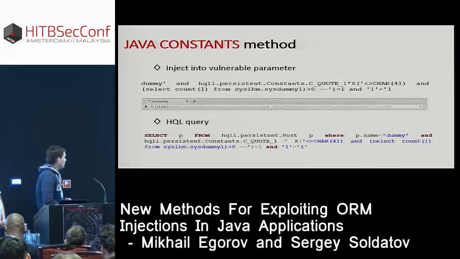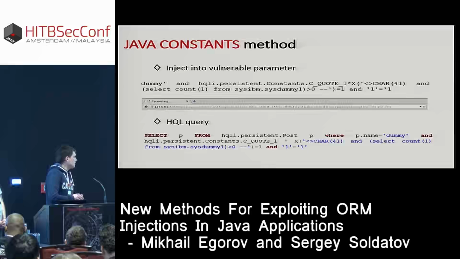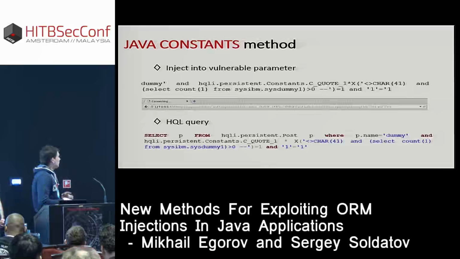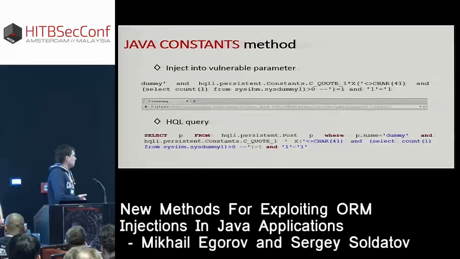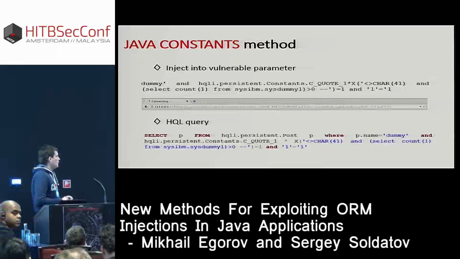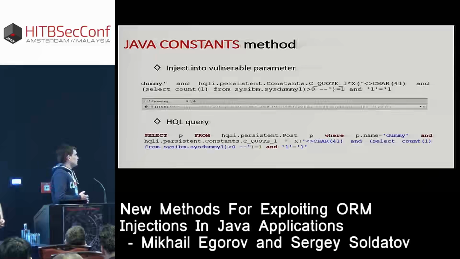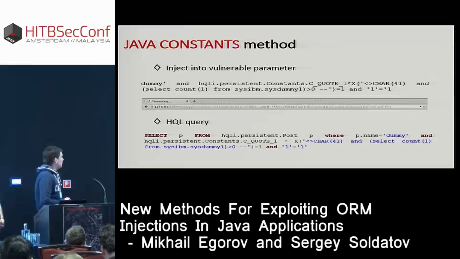Now let's see how this method works in detail. So we inject the following expression into the vulnerable parameter. In this expression, we multiply the Java constant c_quote_1 by the result of a function call with name x, and this function has a string parameter. So on the bottom of the slide, there is an HQL query that is processed by Hibernate.